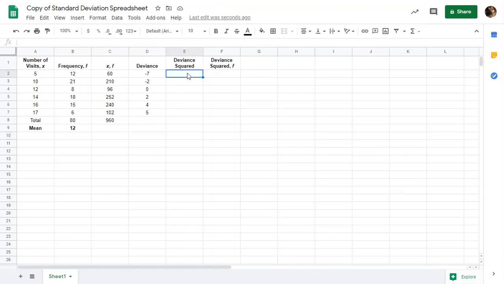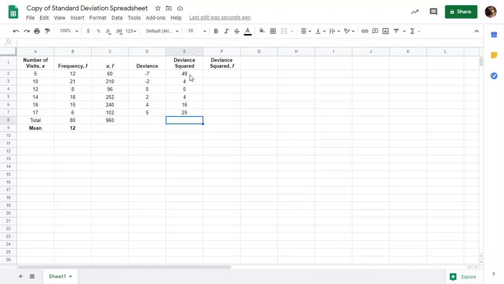Because we are going to be looking for variance, we want the deviance squared. So I'm just going to hit equals, click that box, and hit Shift 6 to get the caret here, and then 2 for squared. So -7 times -7 is going to be 49. Okay, so we've got our deviance squared, and now we need to multiply that by the frequency of the number of kids who went at each deviance level, essentially.